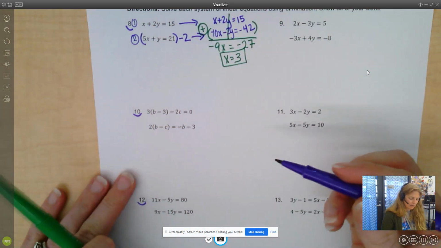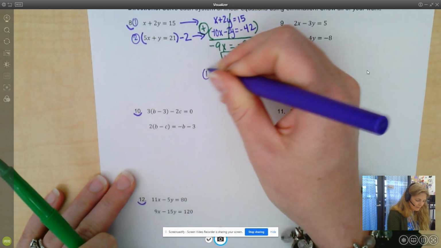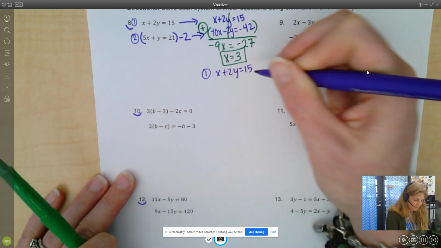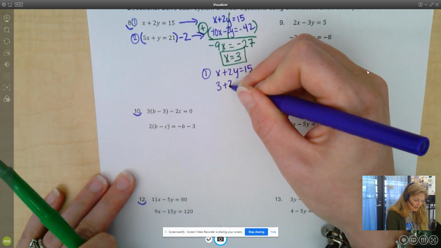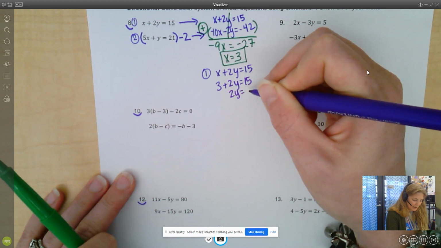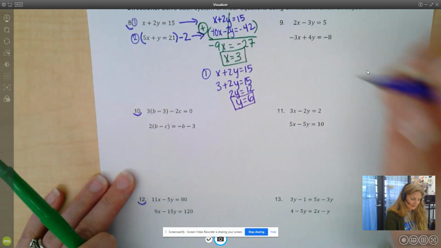From here, I still need to solve for y. I can use equation 1 or equation 2. I think 1 looks a little more efficient because it's smaller numbers. So x plus 2y is equal to 15. x is 3. Subtract 3 from both sides. 2y is equal to 12. Divide by 2 on both sides. y is equal to 6.